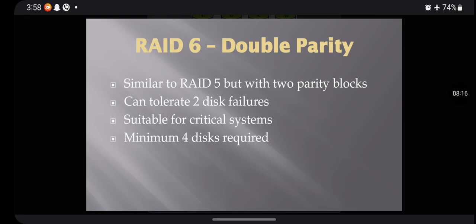RAID 6 is similar to RAID 5 but has two sets of parity, which allows it to tolerate two disk failures. The diagram shows the parity being distributed twice across the disks, making it one of the safest options, especially in enterprise environments.